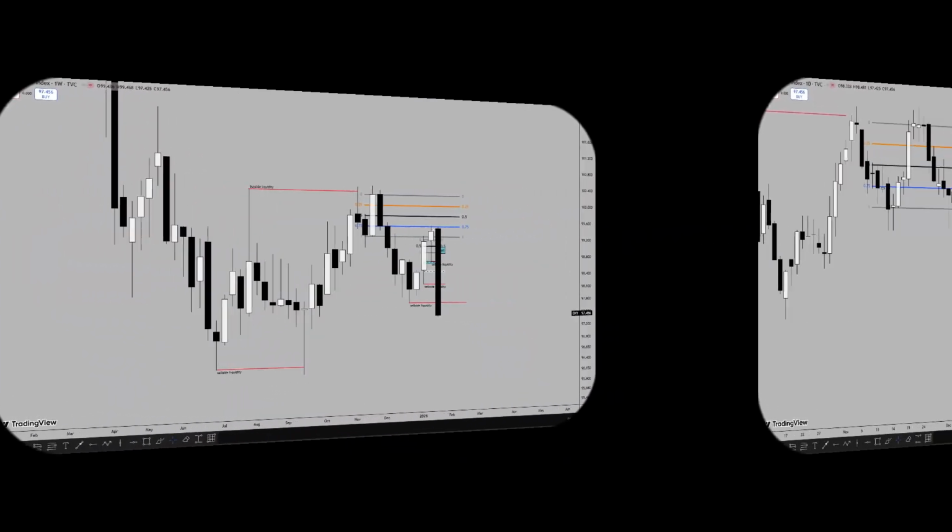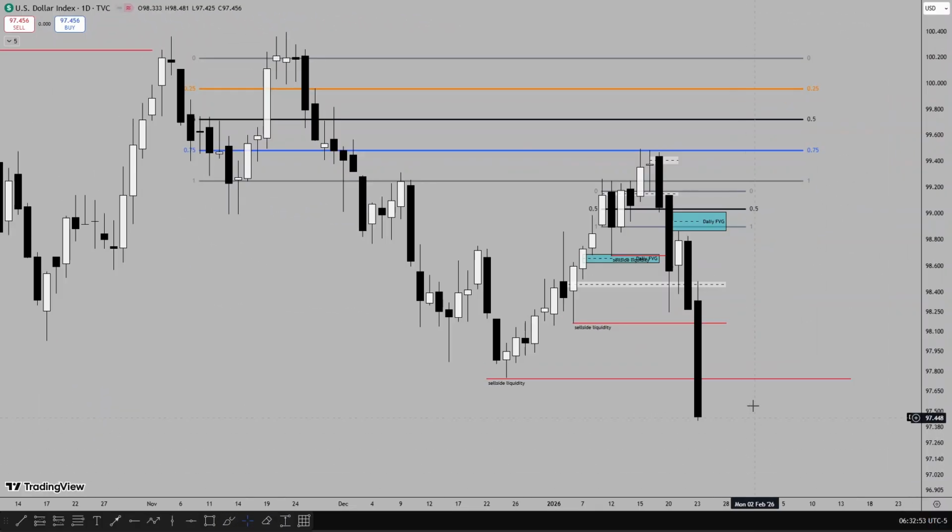On the daily time frame, on the dollar index, I talked about price trading below the 0.5 level. I told you guys that looking at this order block, price might expect the order block to trade higher and trade above the 0.5 level.